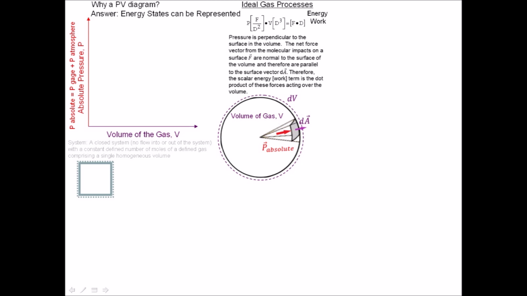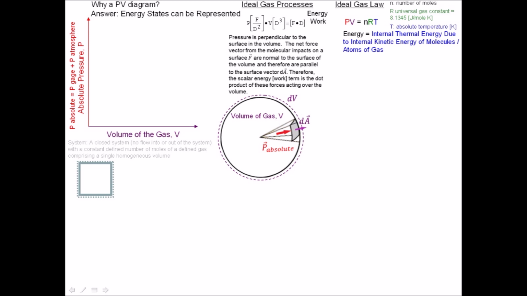The ideal gas law is given as PV equals nRT, which is energy equals energy. As we just learned, pressure times volume is energy, and therefore nRT is also an energy term, where n is the number of moles, R is the universal gas constant, and T is the absolute temperature. So we're dealing with absolute pressures and absolute temperatures. Therefore, both the right and left side of this equation can be thought of as energy because that's what they are. The right side is the internal thermal energy due to the internal kinetic energy of all the molecules or atoms of gas inside the closed system.